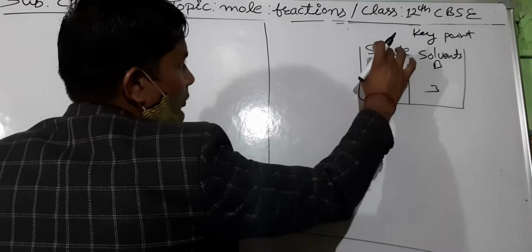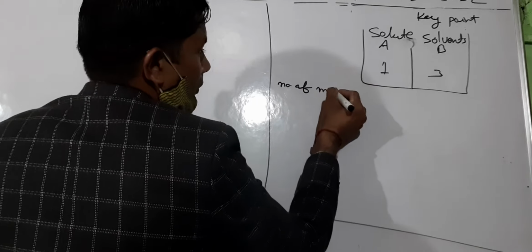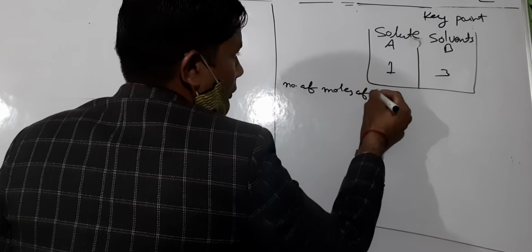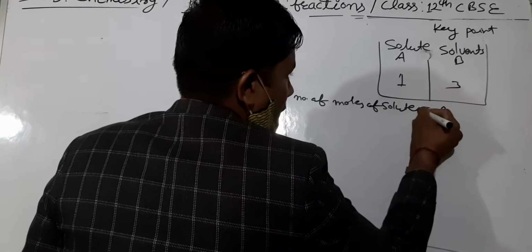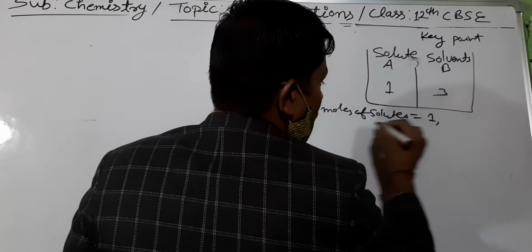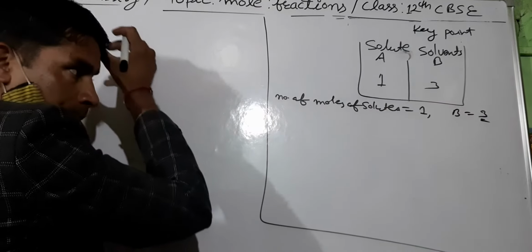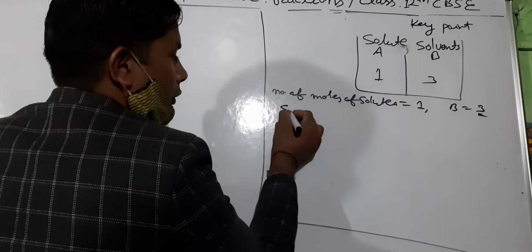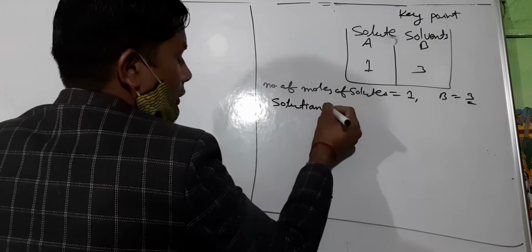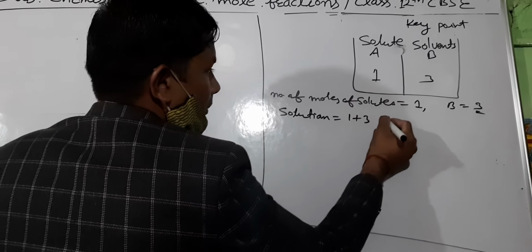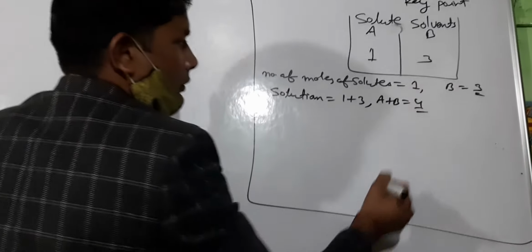First is the number of moles of solute A equal to 1, and in the same way the number of moles of B equal to 3. The total solution is 1 plus 3. It means A plus B equal to 4.